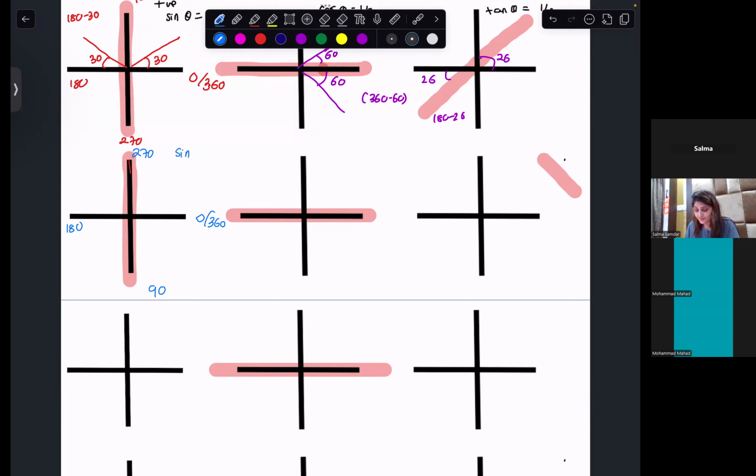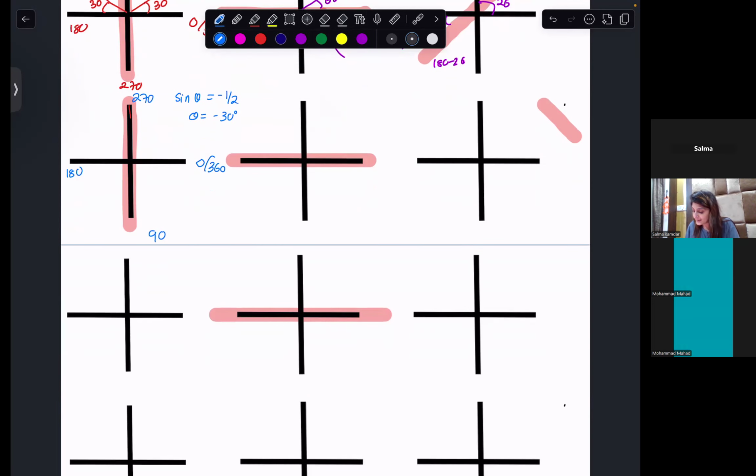If I have sine theta equal to minus half, then theta would be minus 30 degrees. If I say my theta is minus 30 degrees, it will still be 30. Because it is negative, we go anti-clockwise. We always go clockwise, but because it is negative, we will go anti-clockwise.